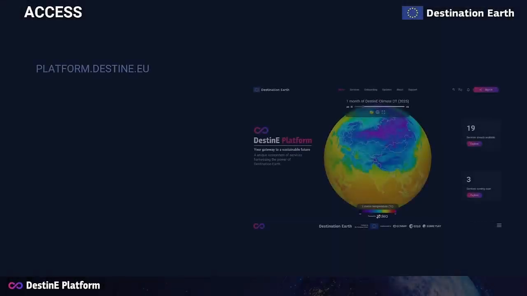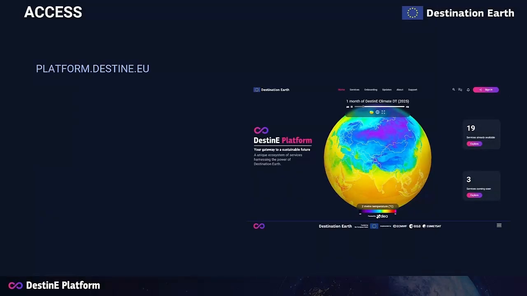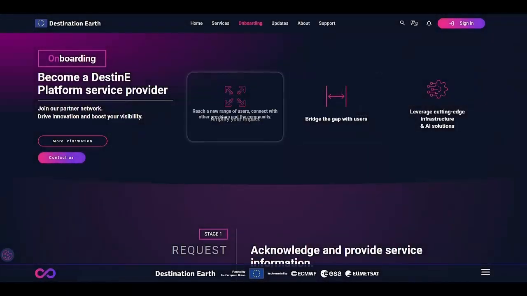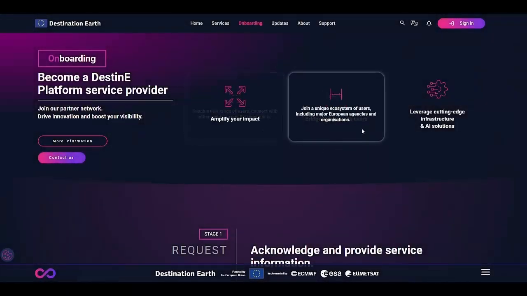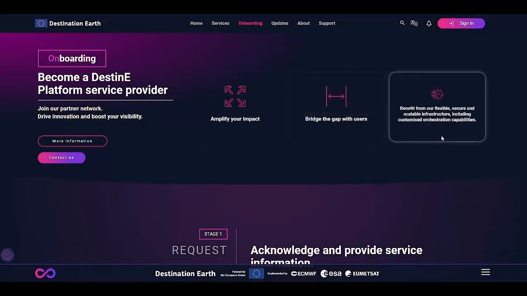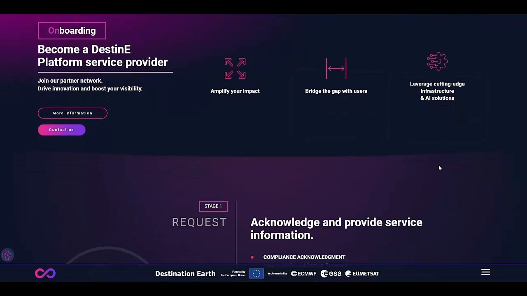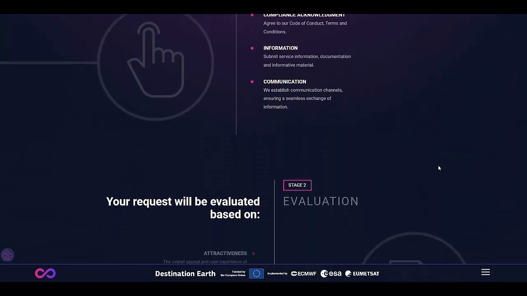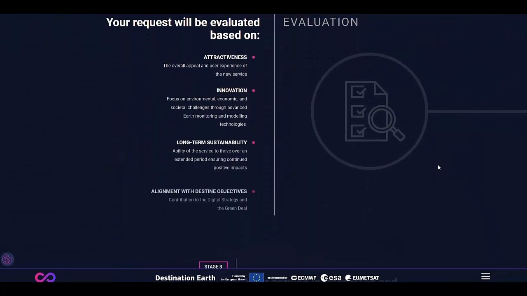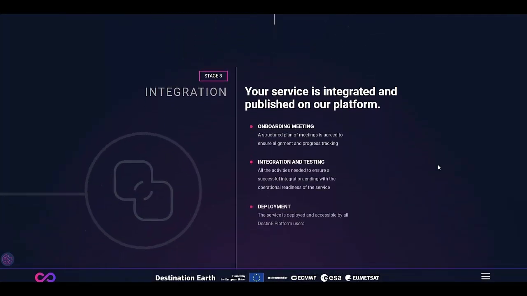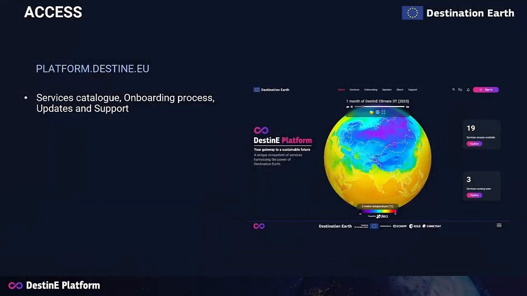You can reach the platform on platform.destine.eu. The web portal provides the services catalog, which we will have a look at in a minute, and details on the onboarding process for those service providers who wish to integrate their own service onto the DestinE platform and therefore boost their visibility, benefit from the platform's flexible, secure, and scalable infrastructure, and drive innovation. On the web portal, you can also find information on the latest updates, as well as the support area.